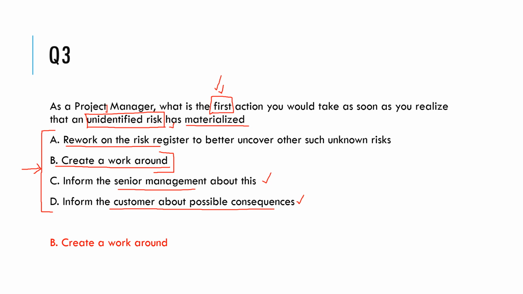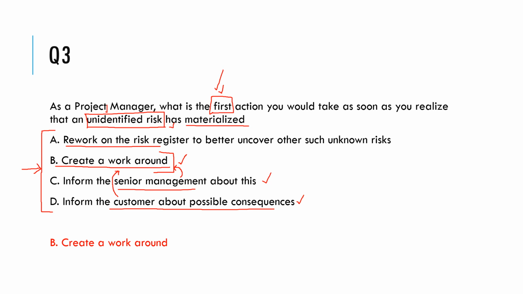But the first thing that you should do is to create a workaround, so that when you go to your senior management, you tell them that you have a workaround about this risk. You have a workaround to treat this risk. When you go to the customer and explain the possible consequences, you tell the customer that you have a workaround already in place and he should not be worried.